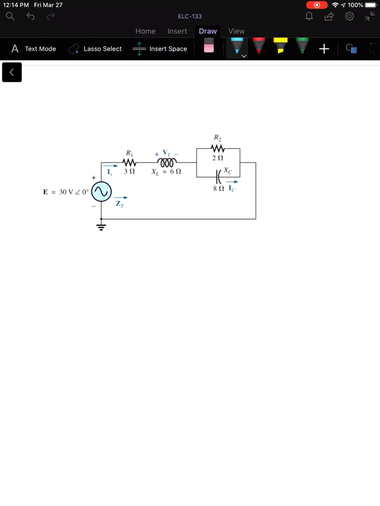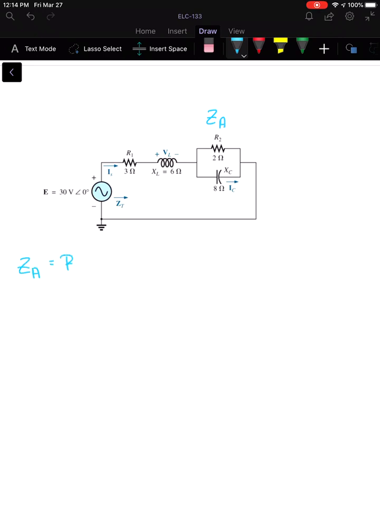Again, we'll do the reduce and return method with this, but there's really not much reducing to do here. What we want to do is start reducing until we get to one impedance for the entire circuit. So let's just start right here with our resistor and capacitor. Those are in parallel, and I'm going to call that impedance ZA right here.